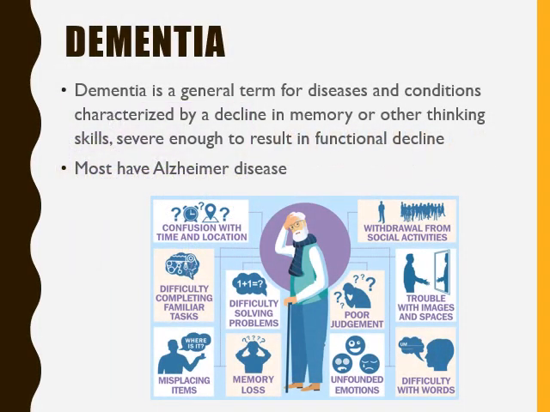Dementia in and of itself is actually an umbrella term, and it's a general term. And really, all dementia is a decline in memory and thinking skills that results in the patient not being able to function at all. So it results basically in a functional decline. The majority of these people will have Alzheimer's disease, but there are several other kinds of dementia as well.